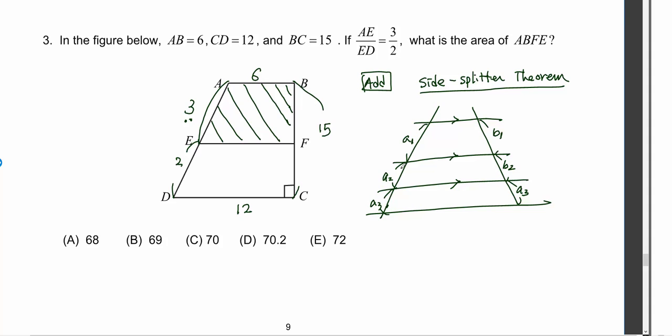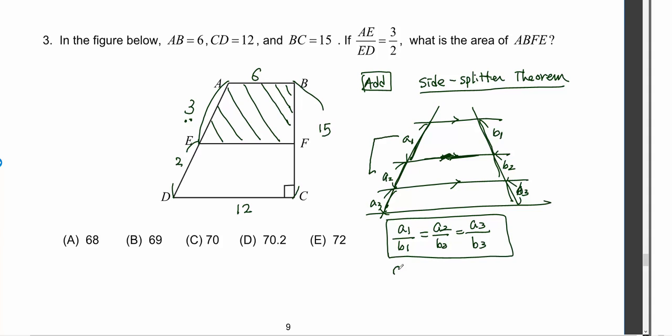Alright? The corresponding sides: A1 over B1 equals A2 over B2 equals A3 over B3, okay? This is the side splitter theorem. Only the sides, not the base. They're not talking about the base. Or you can use A1 over A2 between these two equals B1 over B2. It's the same thing. This is called the side splitter theorem, using the similar triangles.